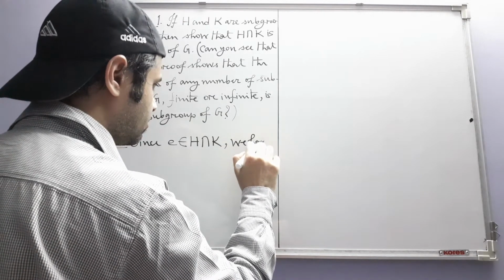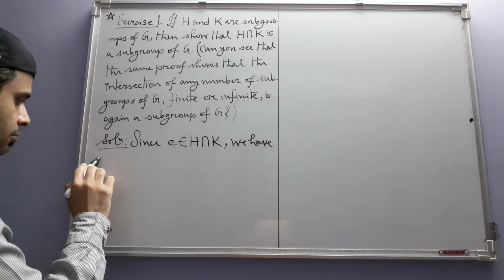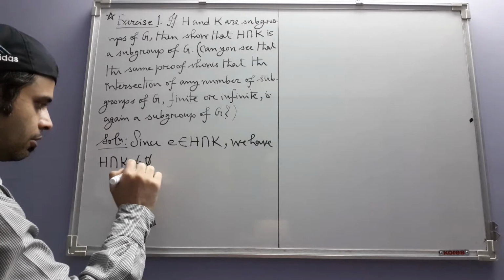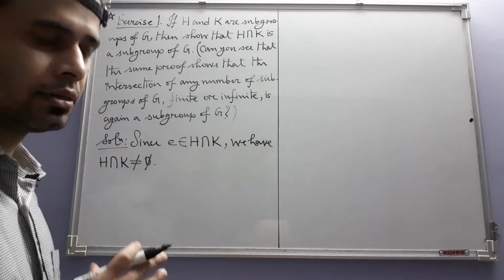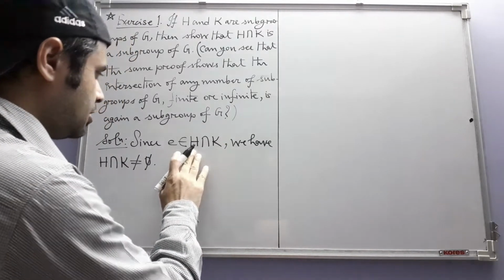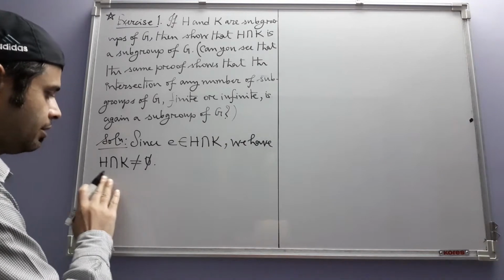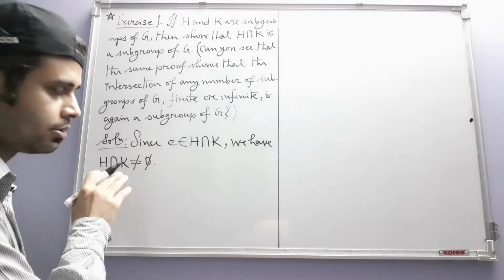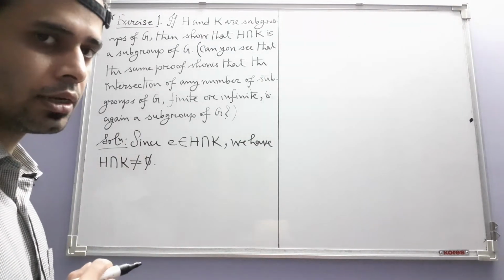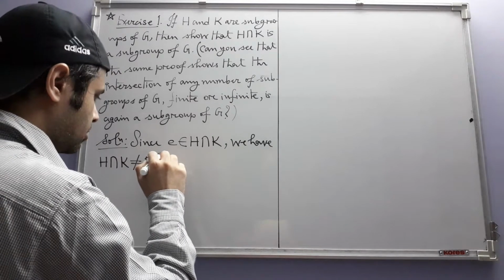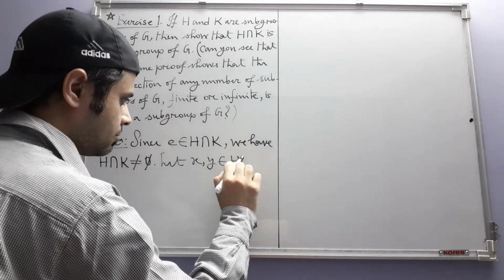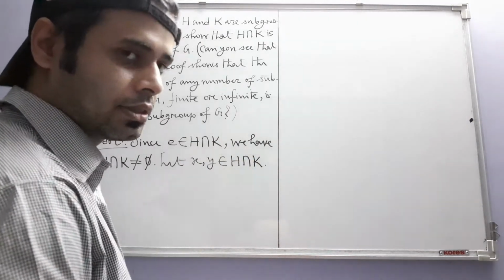So we have H intersection K non-empty. So now we can verify whether it's a subgroup or not. To see that it's a subgroup, we should show that it is closed under the operation on G, and any element in this intersection also has its inverse in the intersection. Okay, so we consider two elements. Let X and Y be two elements in the intersection.